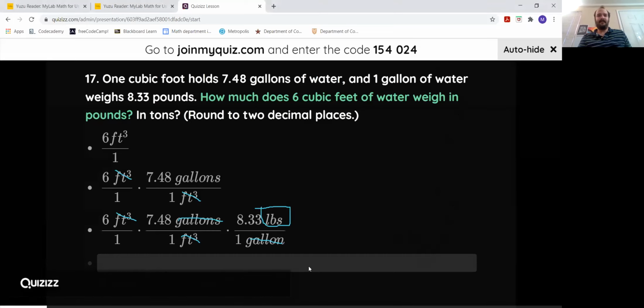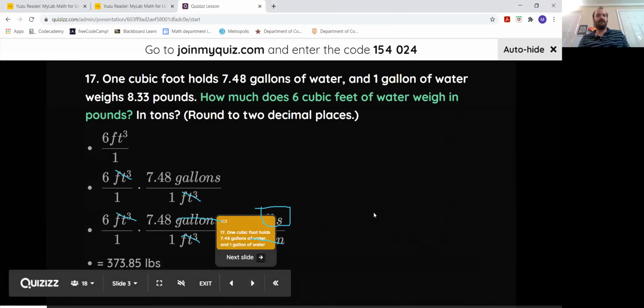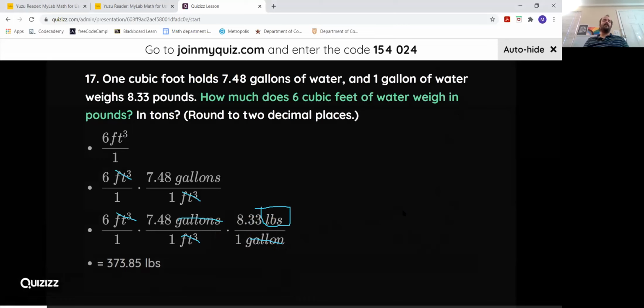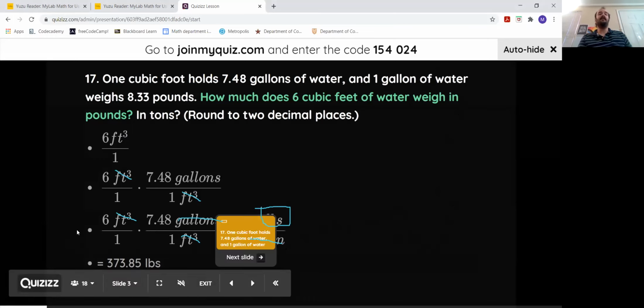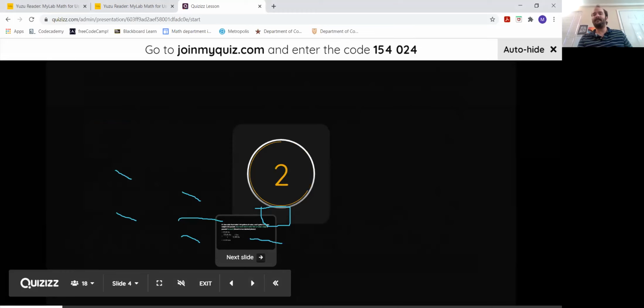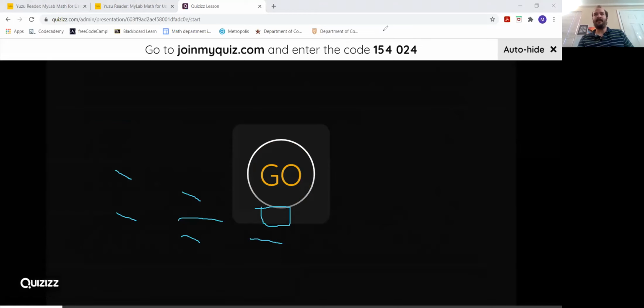Next slide. 373.85. So we're multiplying these three numbers together. That's what this tells me, that they're all on top. I don't divide by anything. I divide by 1. Okay, maybe I divide by 1. It doesn't do anything when I divide by it.